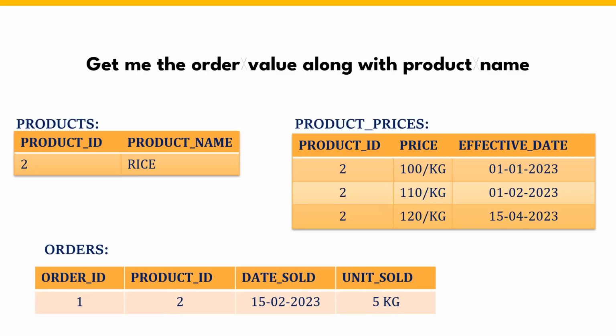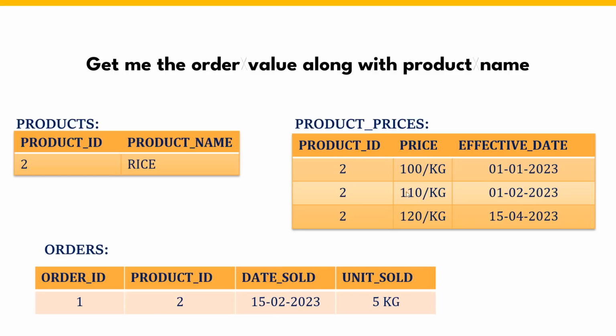Now, whenever you want to get the order value, what you have to do is price into units sold. For example, in this case it is very straightforward. The order date 15/2 belongs to the second price period, since the next price becomes effective on 15/4. So it is 5 kgs into 110, which is 550, the overall price.